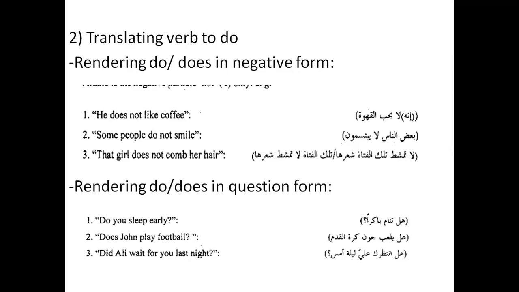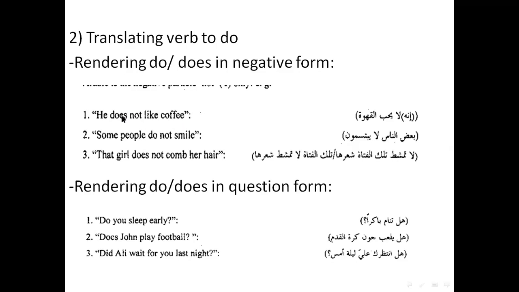And finally, done, it is the past perfect. So, look, actually, do and does are used to negate the present simple. In this way, they are not translated, but we use a negative particle, لا, to render do and does in the negative form of the present simple. For example, he does not like coffee.